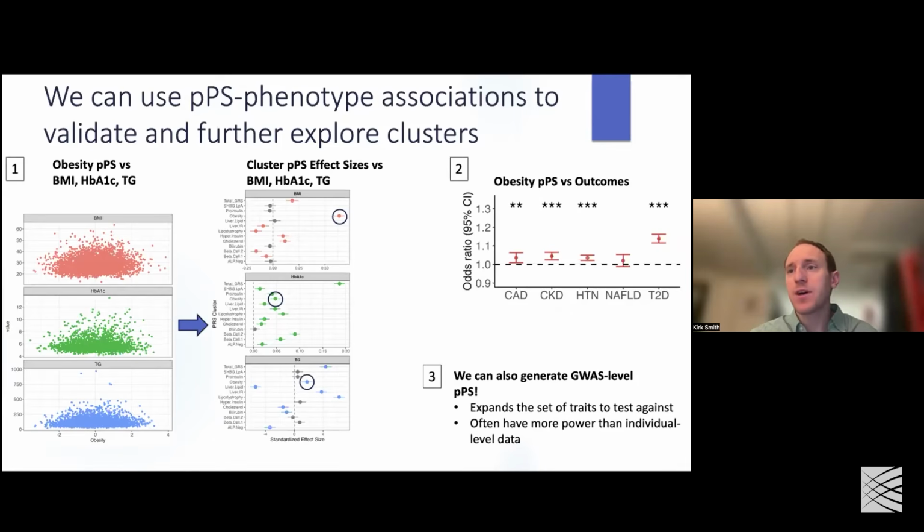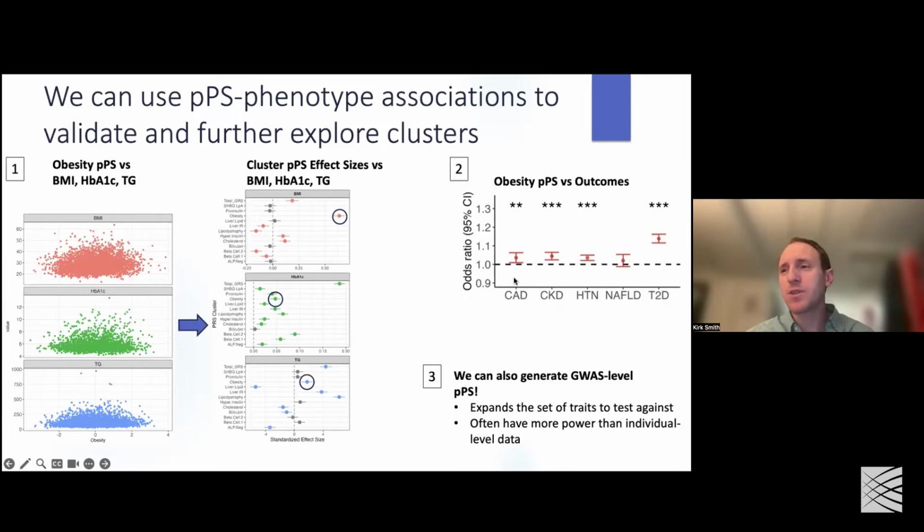Now, we can, of course, also do the same analysis with discrete outcomes, such as shown in figure 2. So we can look at how cluster PPS are associated with other diseases such as CAD or CKD. And in the same manner, we can account for things such as age, sex, and race so that we're only looking at the effect of the cluster on that outcome.